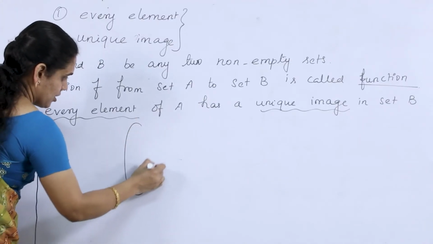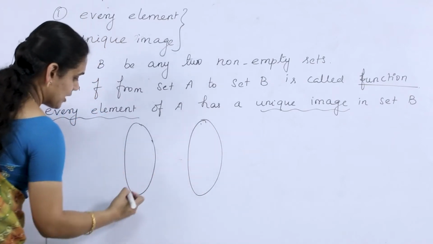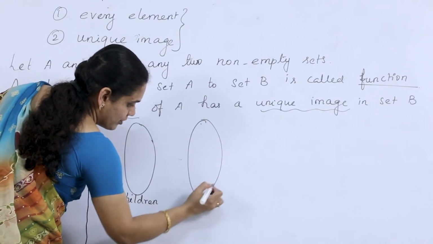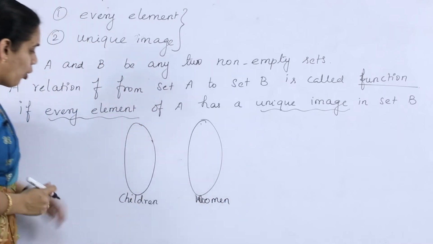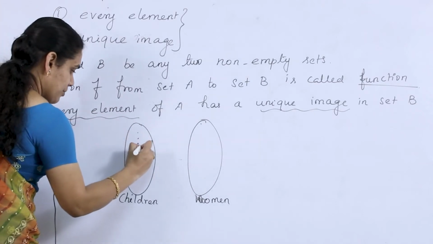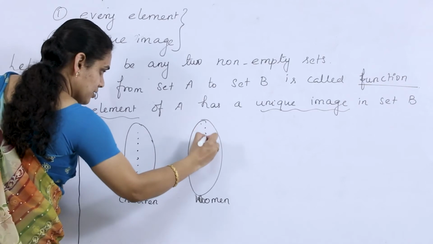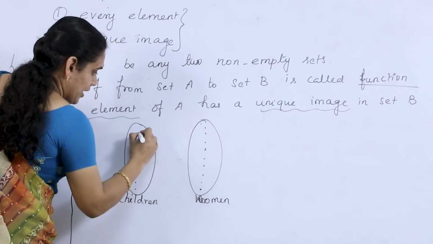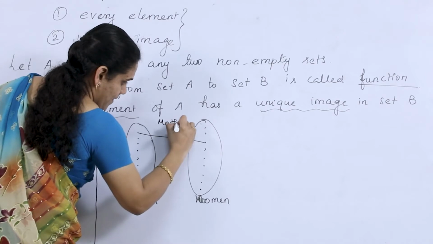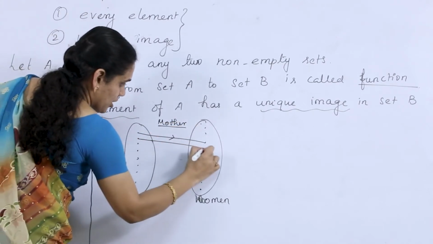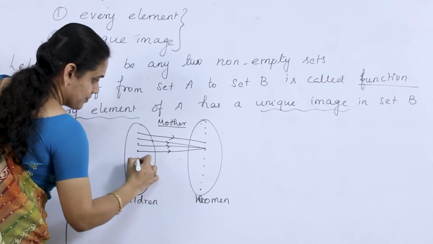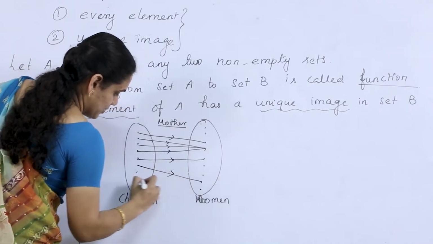If you take two sets, this is the set of all children, and this is mother or father. So we take women. We take all the children in this set, and here we take all the women in this set. All right? So here there are many children, and here there are women. Every child will have a mother, right? The relation is mother. Every child will have a mother. And maybe more than one child, two children also will have the same mother, right? But they will have a mother. See, everyone will have a mother.